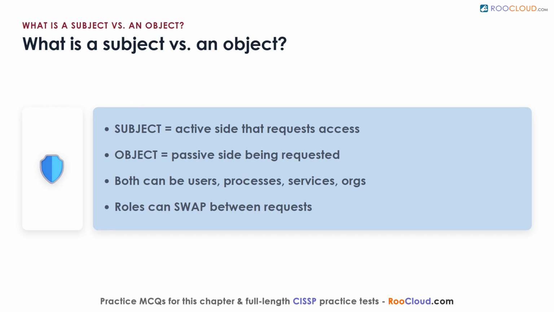Here is the twist. These roles are not fixed. A service that is the object of one request can turn around and become the subject of the next. Think of a relay runner who receives the baton, then hands it on. The same entity plays both parts.